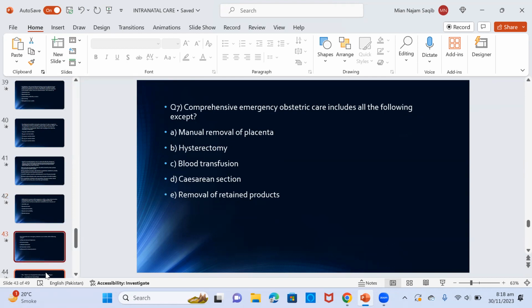Question 7. Comprehensive emergency obstetric care includes all of the following except A. manual removal of placenta, B. hysterectomy, C. blood transfusion, D. cesarean section, or E. removal of retained products? B. Yes, the answer is 7B.